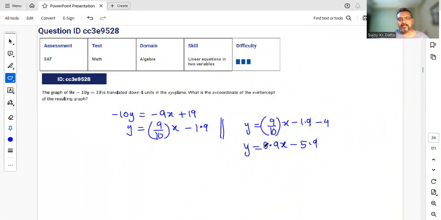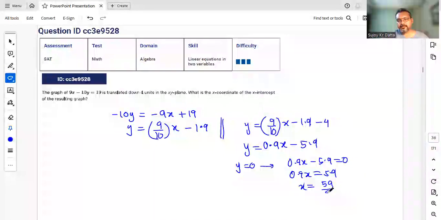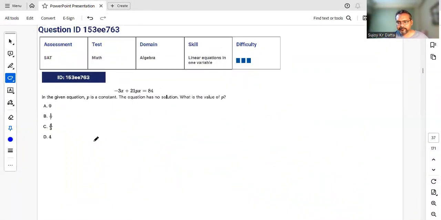They are saying the x-intercept, so that means y should be 0. Then 0.9x minus 13 is 0. So 0.9x is 13, and x is 13 by 0.9, so that's 130 by 9. So the x-coordinate of the x-intercept will be 130 over 9. You can convert this to decimals, or keep it as a fraction. Let's go to the next one.